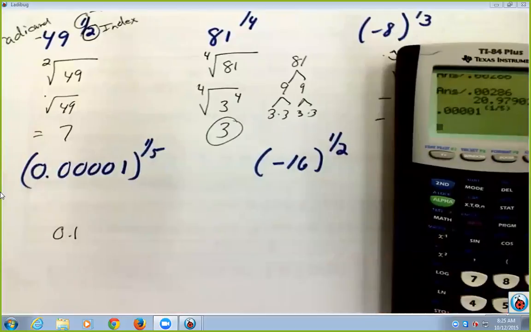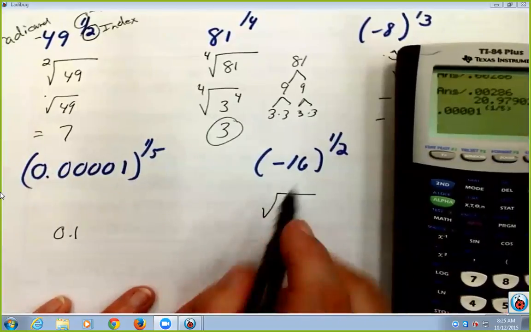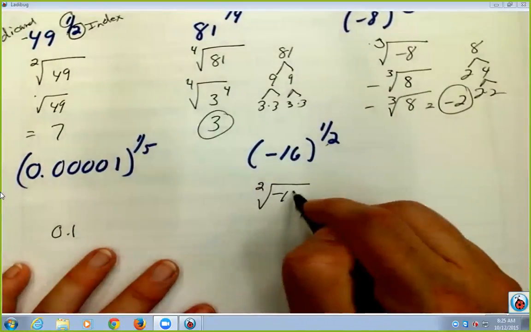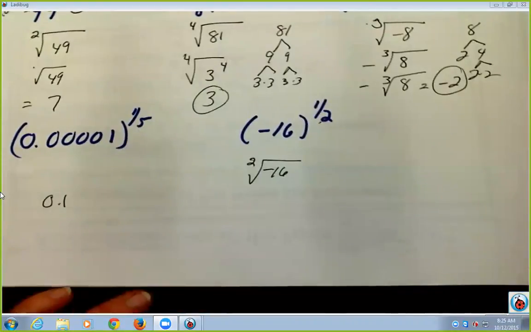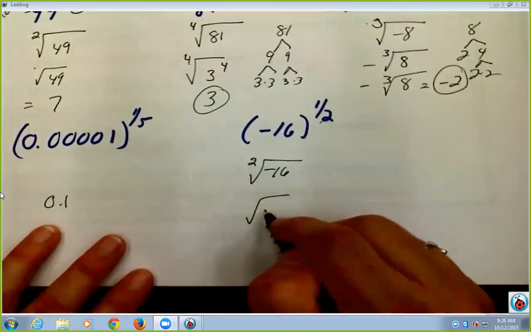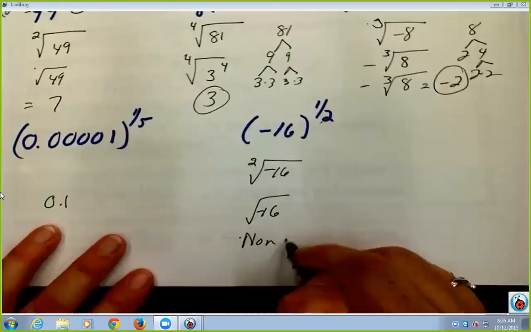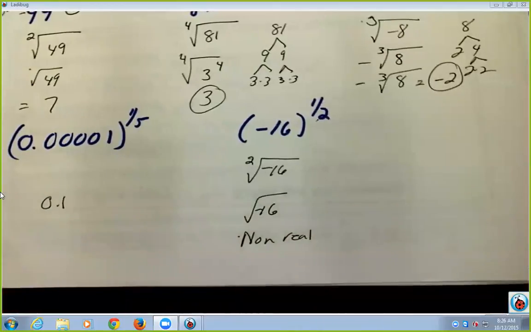So if I did this one, 2 is my index of a negative 16, but what do I know about that? So the square root of a negative 16 is what? What would I say about it? I'd say it's non-real. So we can't do anything with it. So it stays in that format.